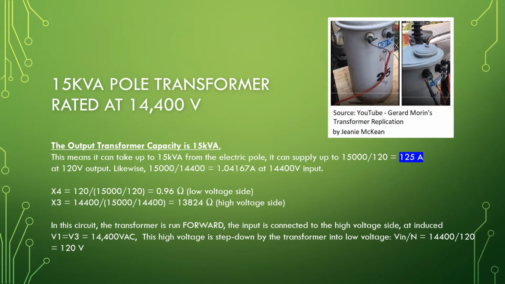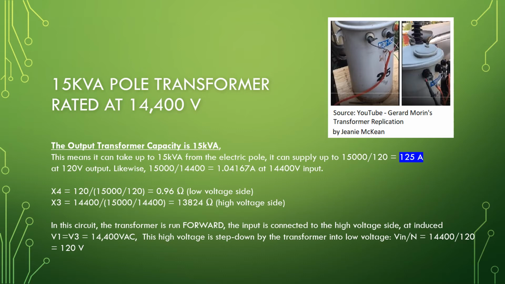The output transformer capacity is 15 kVA. This means it can take up to 15 kVA from the electric pole. It can supply up to 15,000 VA divided by 120 volt equal to 125 ampere at 120 volt output. Likewise, 15,000 divided by 14,400 equal to 1.04167 ampere at 14,400 volt input.